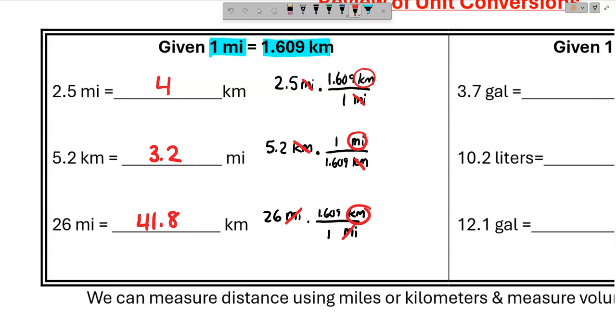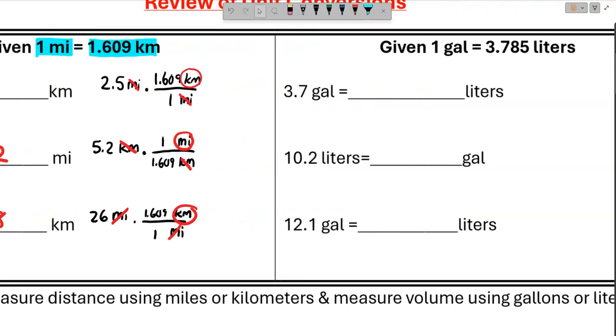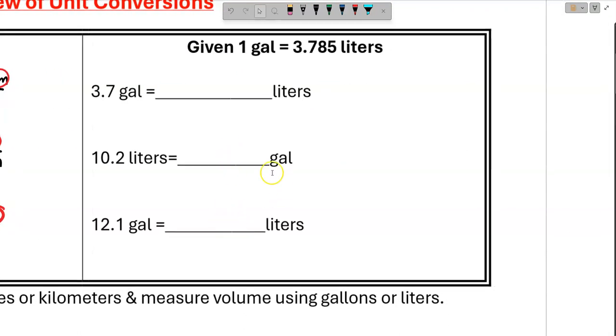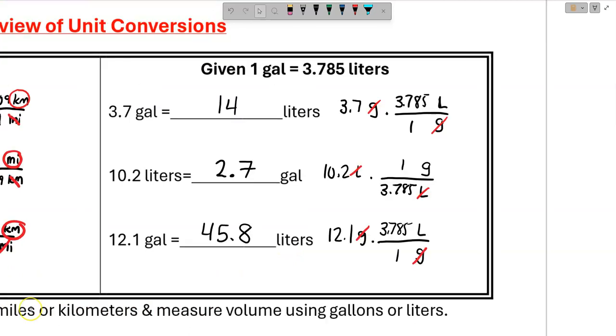I want you to take a moment now, using this concept, to see if we can convert these gallons and liters into their other units. So go ahead and pause and try this out. Like magic, here we go. From gallons to liters, we would multiply. If we wanted to convert gallons into liters, we multiply by liters over gallons so that the gallon units cancel. And conversely, if we want to convert liters into gallons, we would multiply by gallons over liters to allow those to cancel.